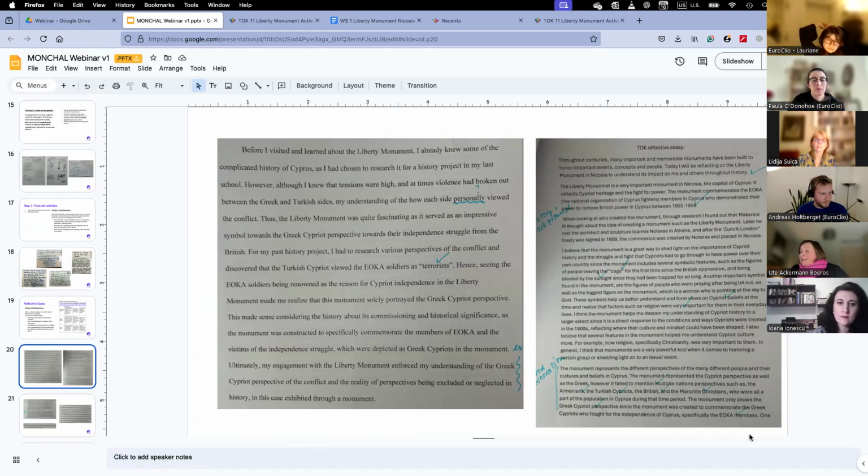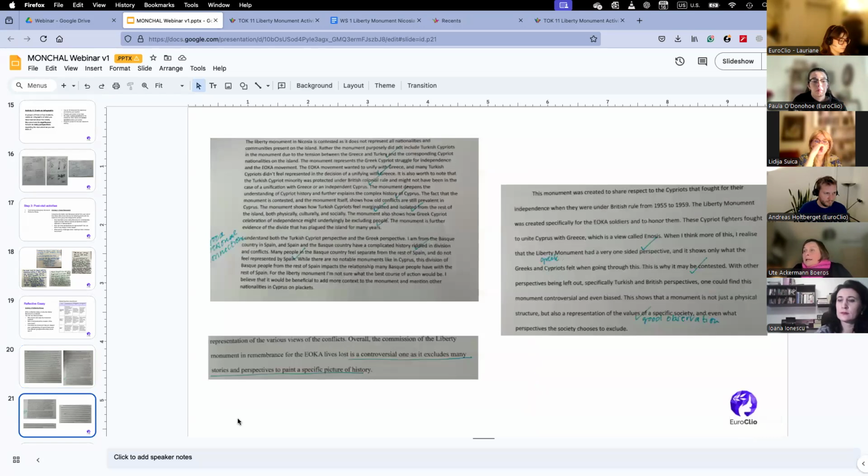The monument represented the Cypriot perspective as well as the Greek. However, it failed to mention multiple nations, such as the Armenians, the Turkish Cypriots, the British, and the Maronite Christians, who were all part of the population in Cyprus during that time period. The monument only shows the Greek and Cypriot perspectives, since the monument was created to commemorate the Greek Cypriots who fought for the independence of Cyprus, specifically the EOKA members. And then I have one last.